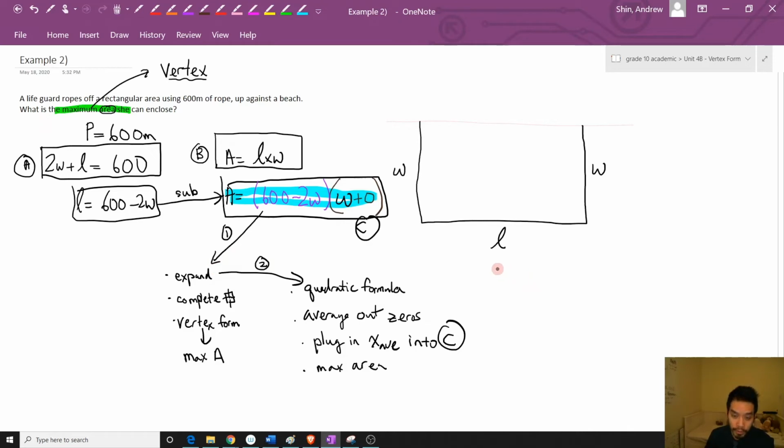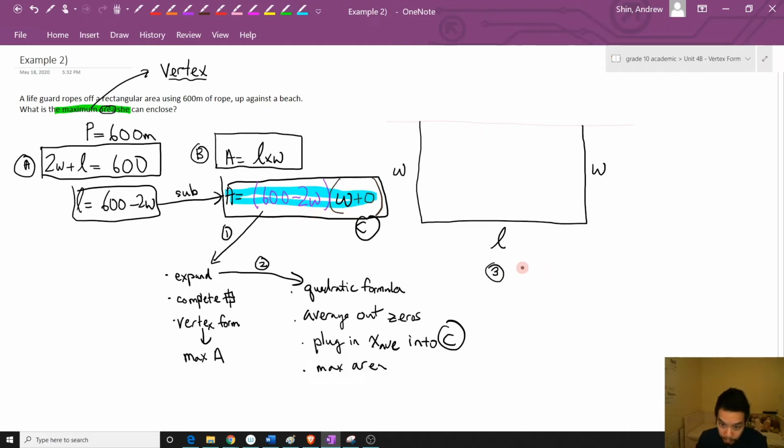And the third option is we have it in factored form. Instead of using the quadratic formula to find the zeros, we can just use this to find the zeros right away. So that's the one we're going to do because it's the easiest and it looks like the shortest steps possible.